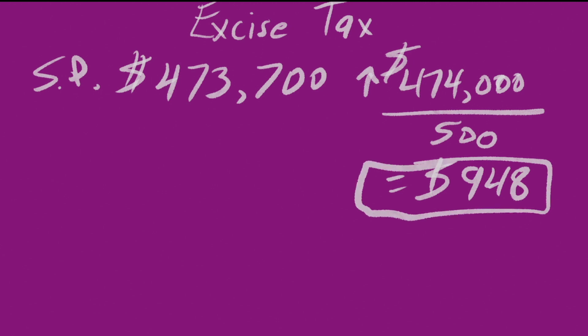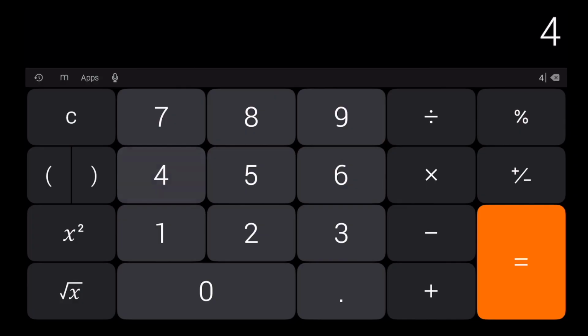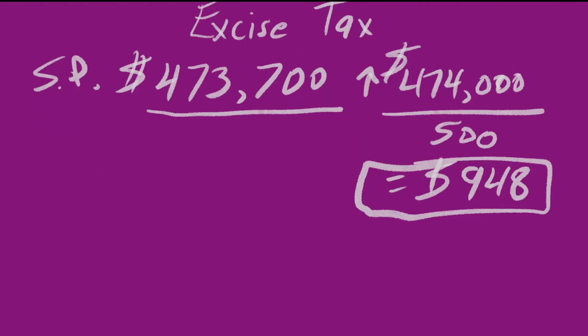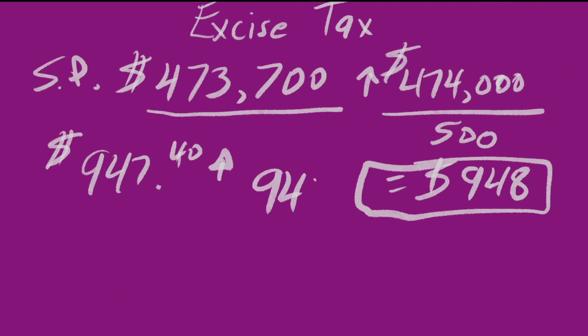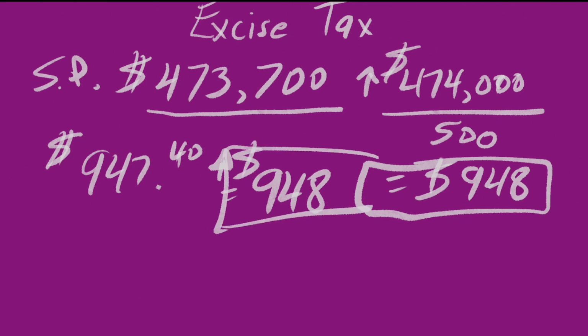Now let's look at if we do the other rounding method and we take the actual sale price of $473,700, divide it by 500, $947.40, and then we'll round that up to $948. Look familiar? There we go.